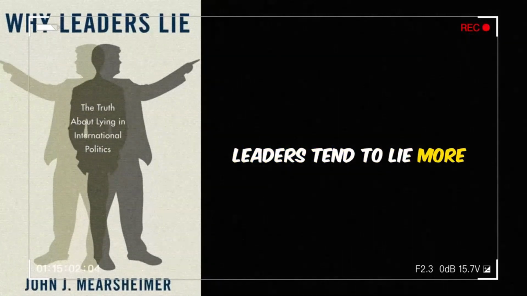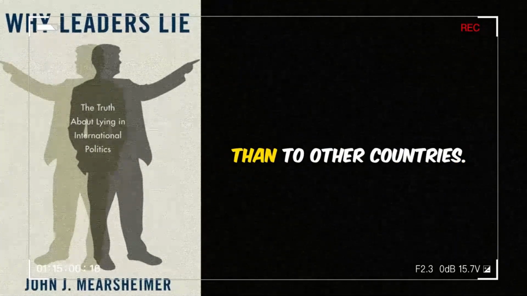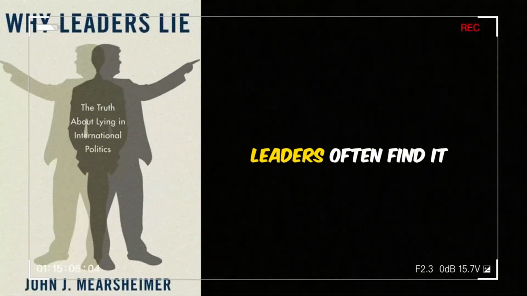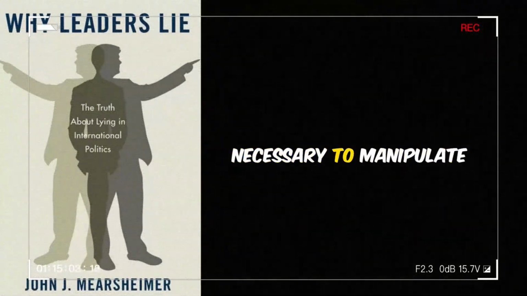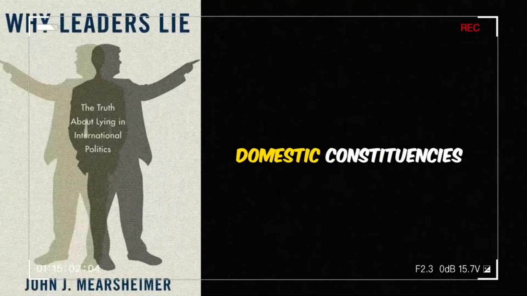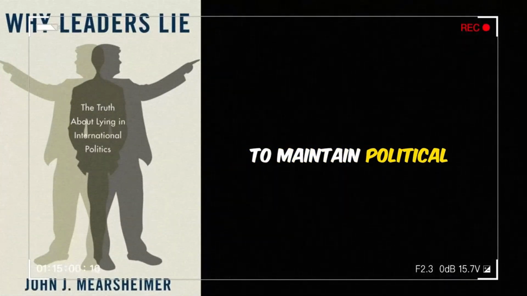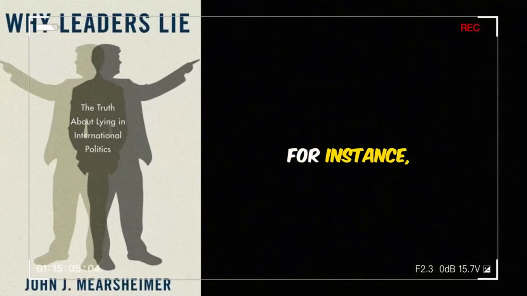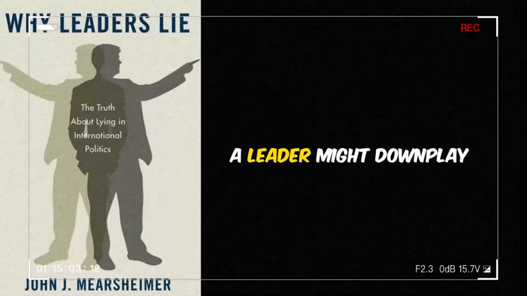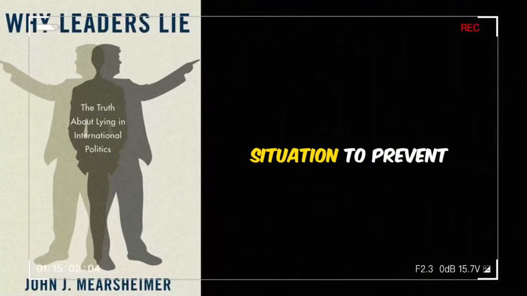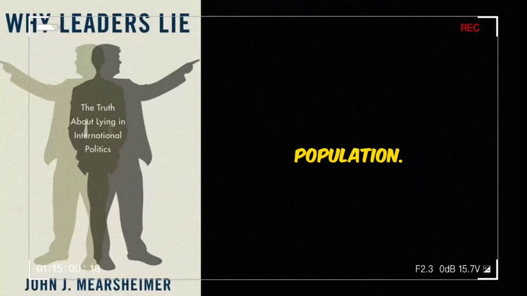Key point number 3. Leaders tend to lie more to their own populations than to other countries. Leaders often find it necessary to manipulate or deceive their domestic constituencies to maintain political support. For instance, during a crisis, a leader might downplay the severity of the situation to prevent panic among the population.